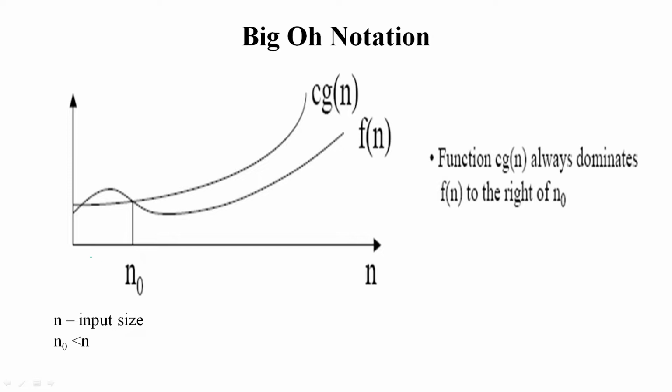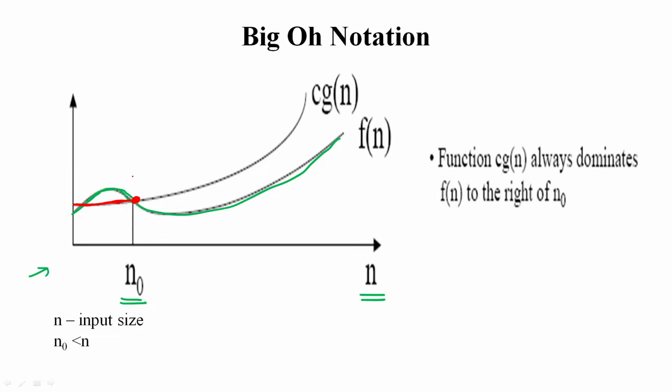Here the figure represents how the behavior of f of n and g of n varies when we increase the input size from n0 to n. This is the function denoting f of n. Until the input size n0, f of n is above c into g of n; c into g of n is less than f of n until the input size is n0.